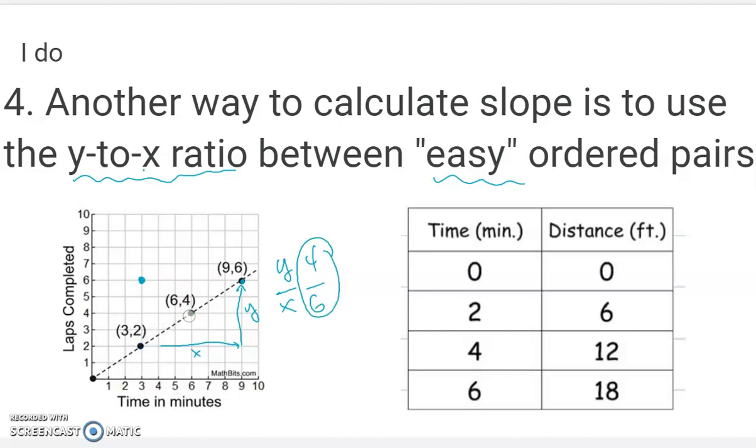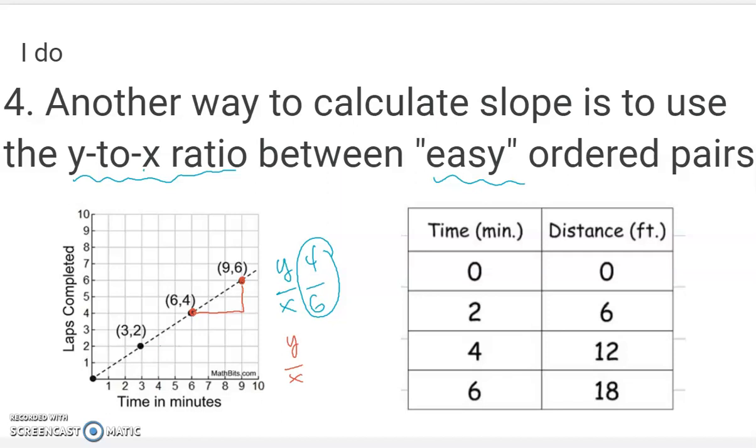Wouldn't have mattered if I picked different ones. That's a big thing to know about this strategy. It doesn't matter which easy ordered pairs you pick. If I switch and I do just these two, from there to there, same thing's going to end up happening. Doesn't seem like it, but it will.